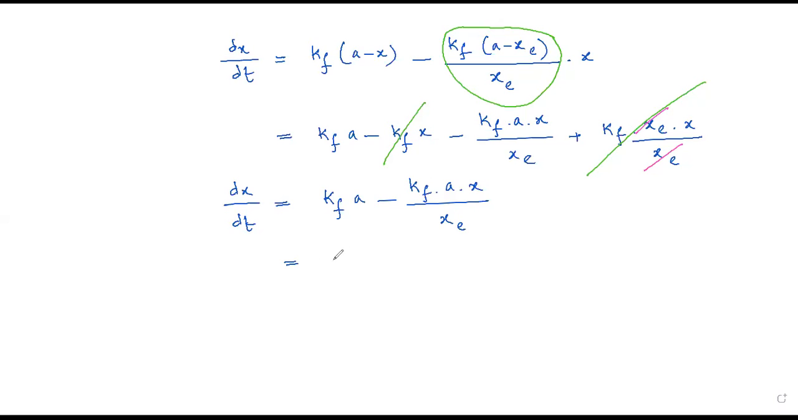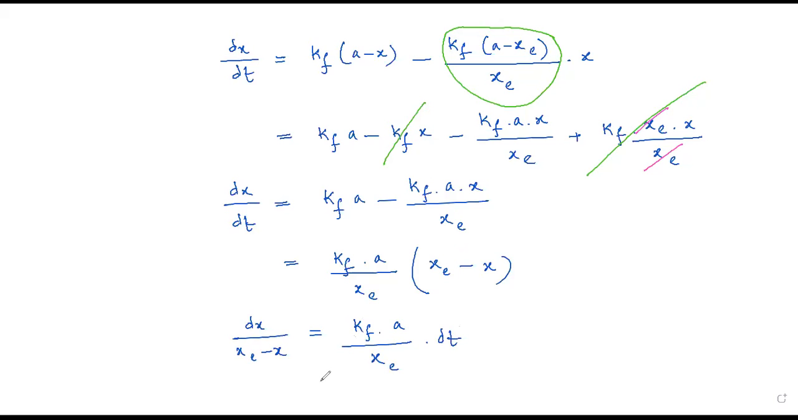Now this can be written as kf into a by xe. Let us take this as common. So in the first case, it will be xe because xe and xe get cancelled, and you'll be left with kf into, just for convenience sake, we are taking it that way. And the thing that is left out is x, right? Now, taking this here, dx by (xe minus x) is equal to kf into a by xe into dt.